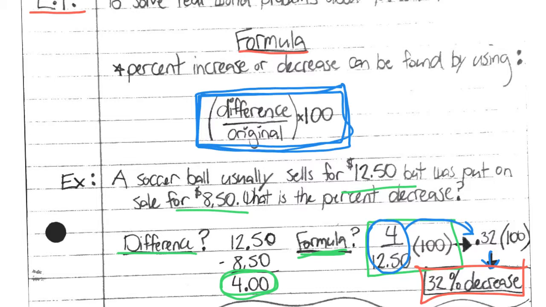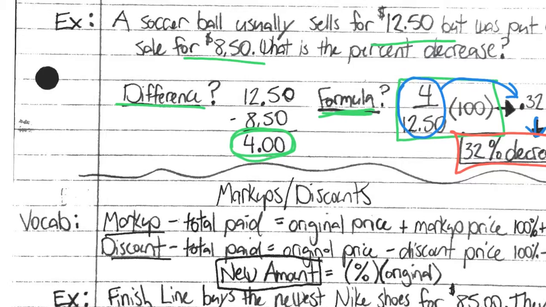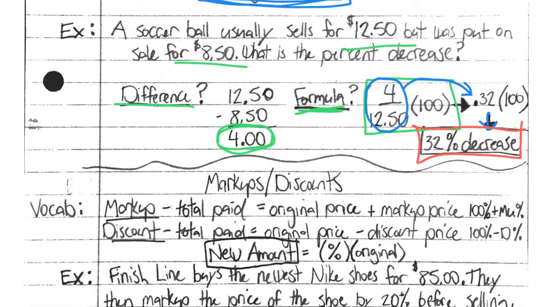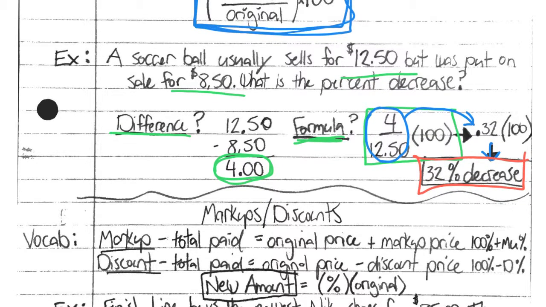Now, the second type of problem that we are going to see in this course 2 packet that we're going to do tomorrow is markups and discounts. So on this one, instead of finding the percent increase or decrease, they give us the percentage and we have to find the original price or another piece of the information. So this time they give us the percent and we have to find the new amount. So our formula for this one is down here. It is percent times original.